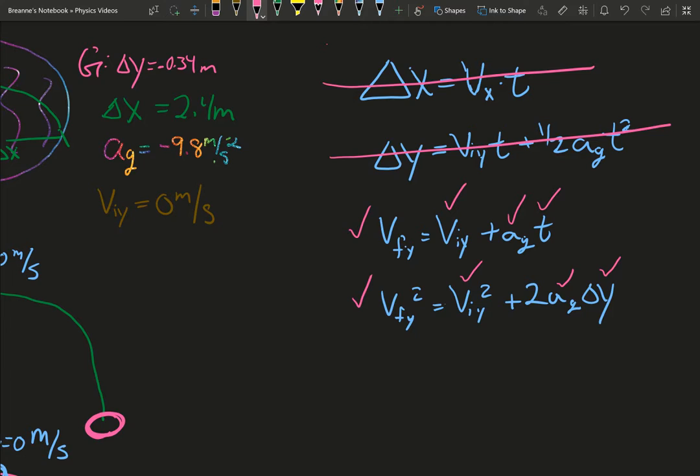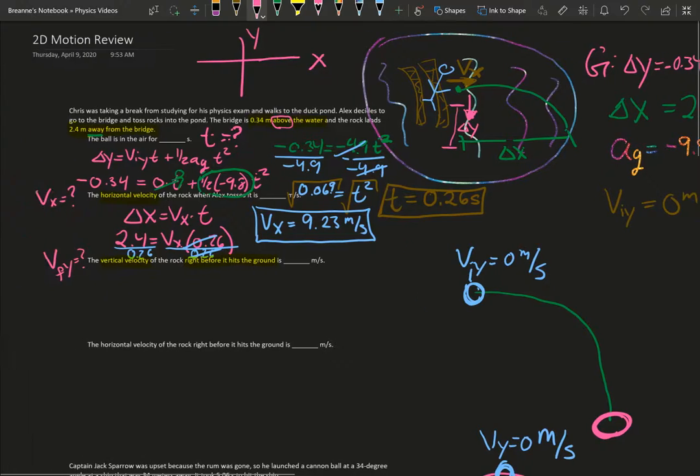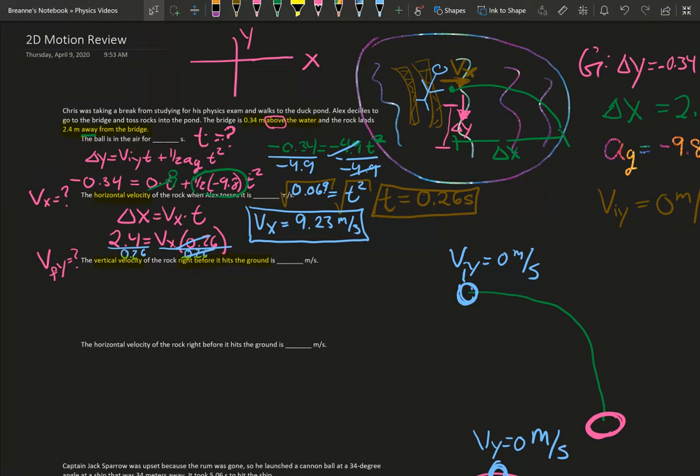Hint, this one has squares, so you have to square root and deal with all that stuff. I would pick this one personally, just because it's a little bit easier. So that's why I would pick that one. So let's pick that one.